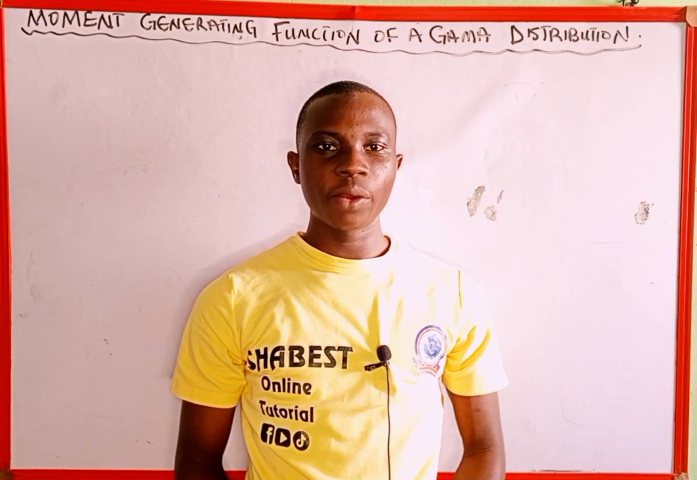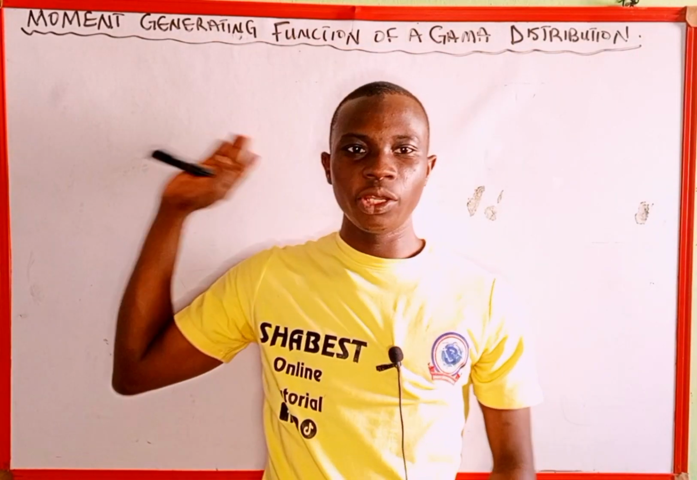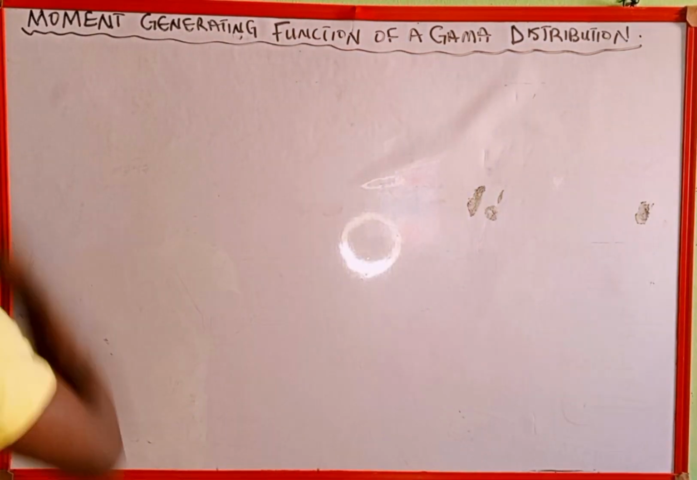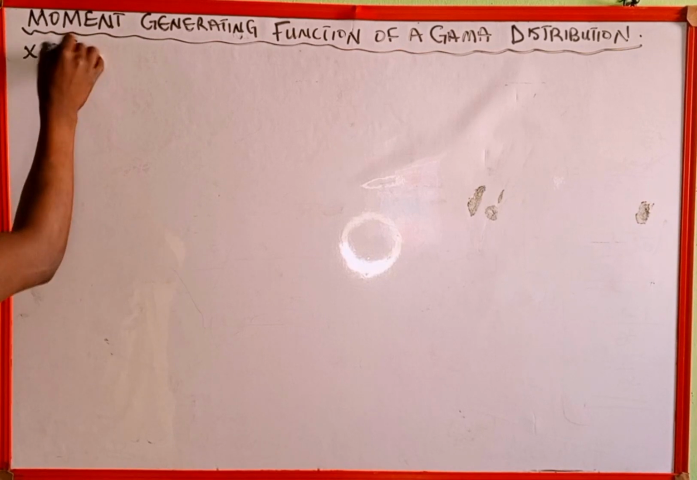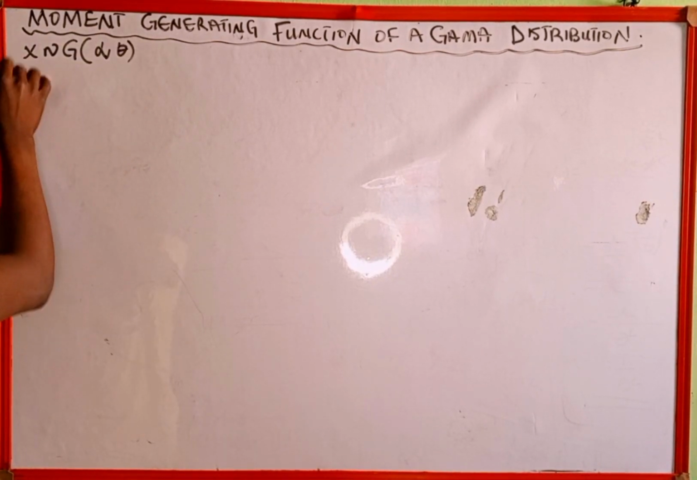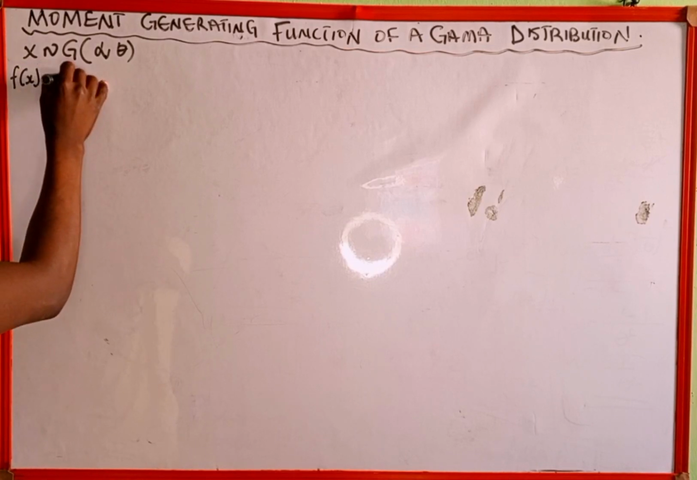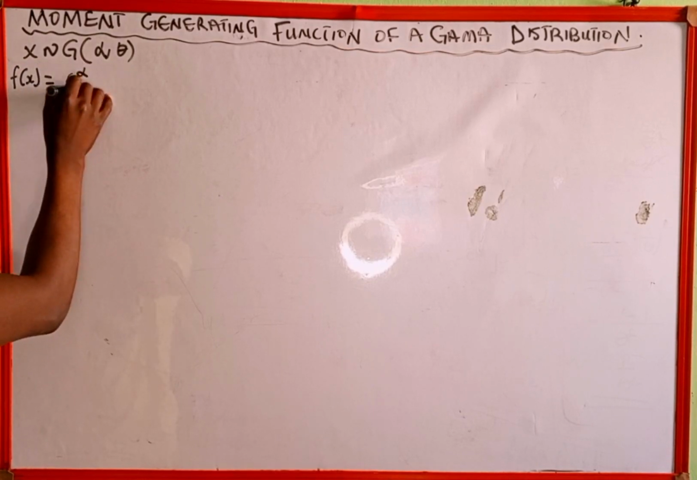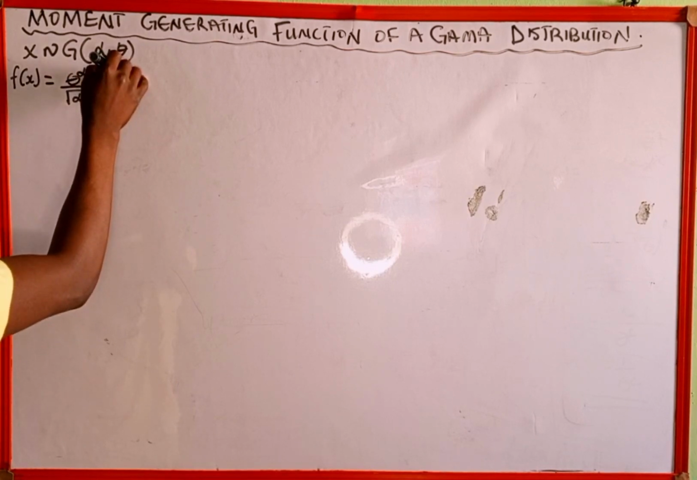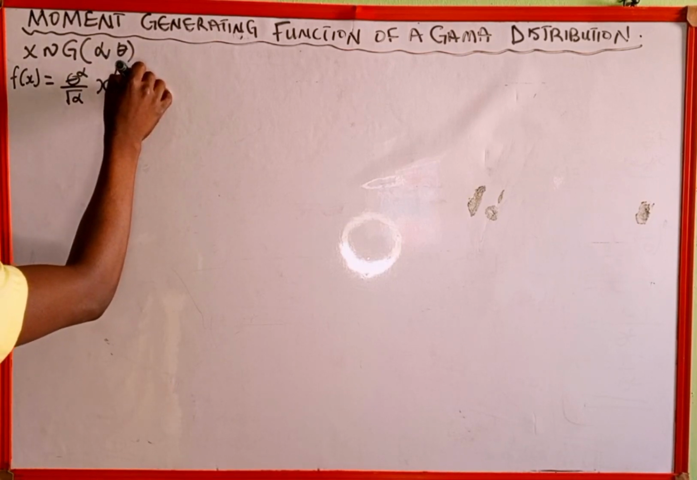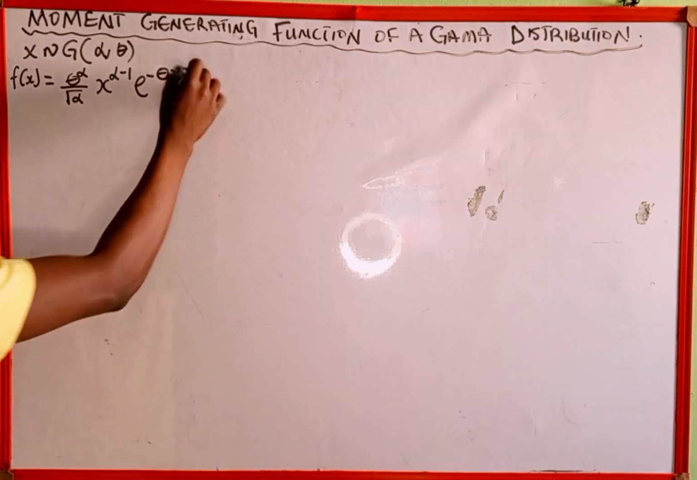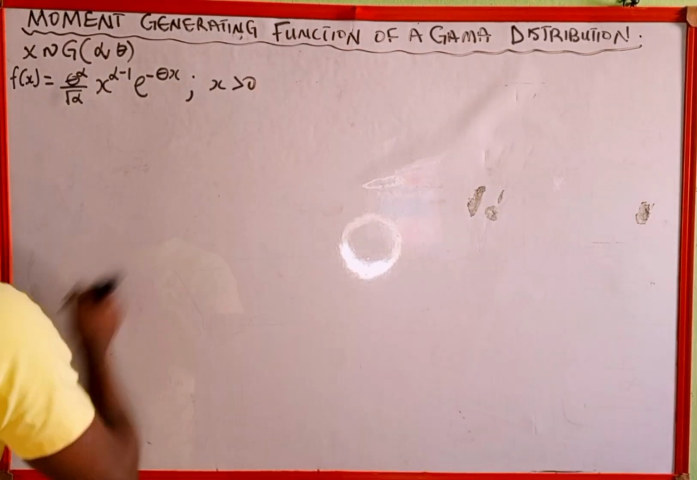In today's tutorial, we're going to learn how to find the moment generating function of a gamma distribution. For the gamma distribution, X is distributed gamma with parameters alpha and theta. So the function f of x is theta raised to the power of alpha all over gamma of alpha, multiplied by x to the power of alpha minus 1, then e raised to the power of minus theta x, and x is greater than 0.